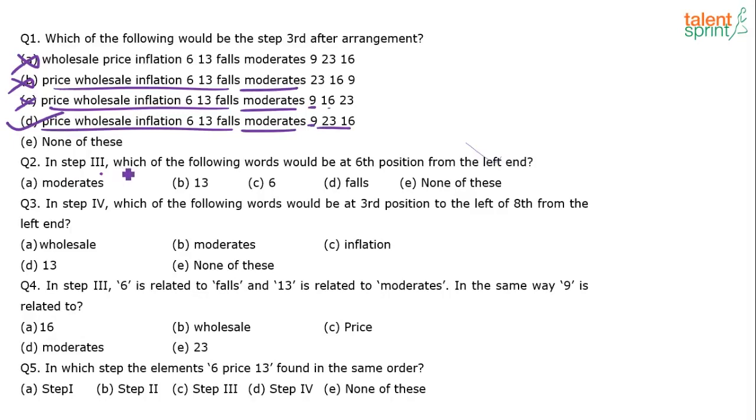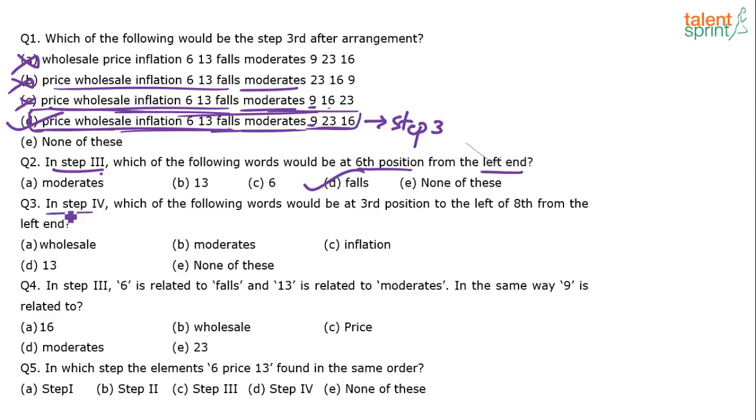Then question 2. In step 3, which of the following words would be at the 6th position from the left hand? Step 3 is this itself. We have already got D as the answer, so we don't have to go back. I am not going back to my arrangement because step 3 is already there, the option D of the first question. So 6th position from the left: 1st, 2nd, 3rd, 4th, 5th, 6th, false. So option D will be the answer again.